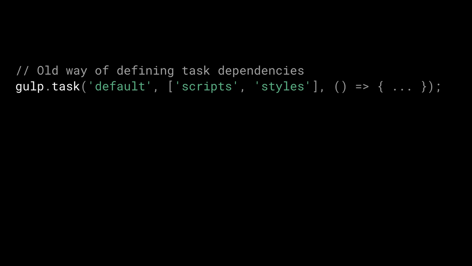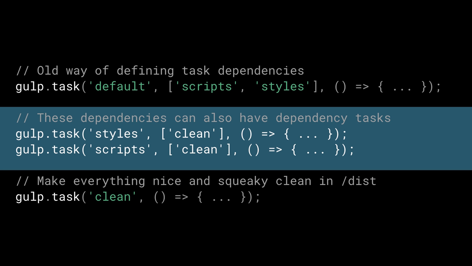So Gulp 3 would allow you to define a dependency to a task. So here we've got scripts and styles. And Gulp 3 just makes sure that the dependency tasks got executed before the original task got triggered. So we've got a default task, we want to run our scripts and styles in parallel, and then run the default task. Now, those tasks themselves could also have dependencies of their own. So you might want to make your scripts and styles clean the original build directory, so you can start off on a really blank slate.